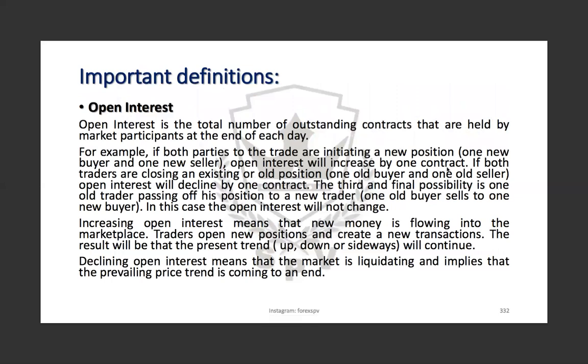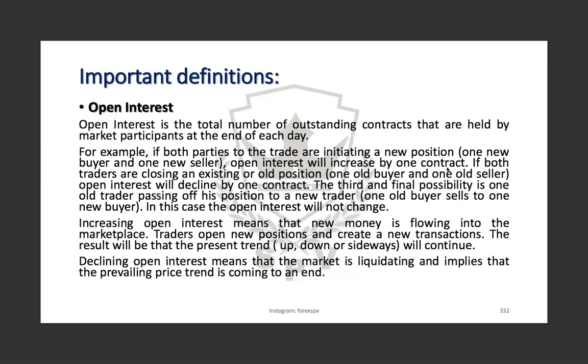Now, you need to understand important definitions before we go into the analysis phase. The first definition is open interest. Open interest is the total number of outstanding contracts that are held by market participants at the end of each day. So, total number of outstanding contracts means if the buyers are around 30,000, then the contracts are already filled by sellers.